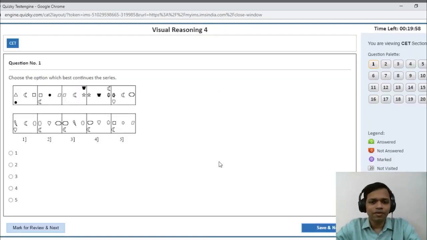So typically I will not have any rough sheet as I am solving visual reasoning. I'll typically not do any writing. So let's start. Of course, I'll try to give my inputs in terms of what are the things that I'm looking at and how I'm deriving a particular answer. Okay, so best continuator series.